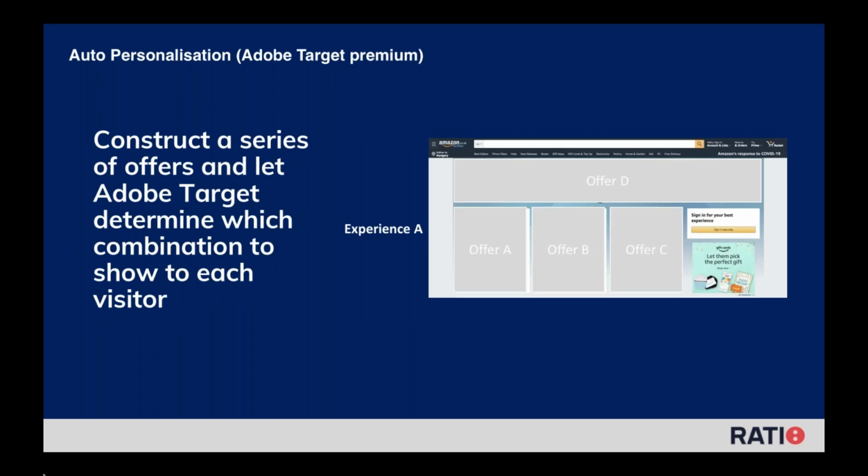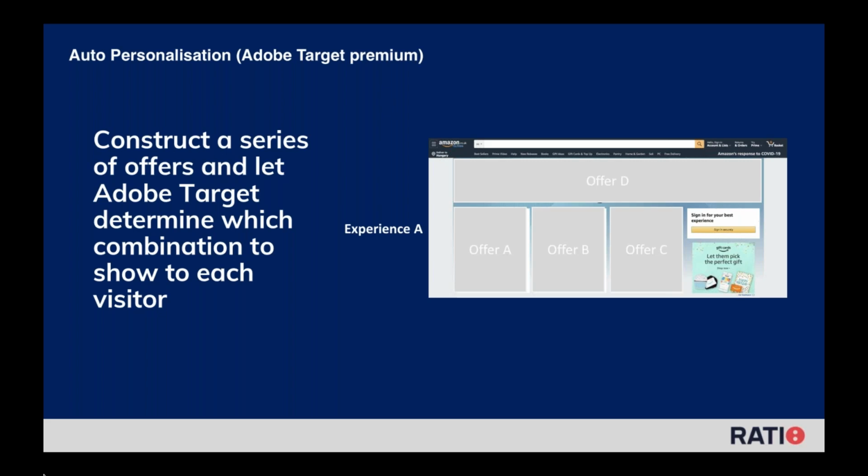Auto personalization, as opposed to auto target, is where you have a series of offers which make up in totality an experience, which could be different headlines, it could be different products that you might want to show, it could be different imagery, and Adobe Target works out which is the best combination of those to show each visitor. So it's kind of like a multivariate test that it's conducting, but not just an A/B multivariate test. It's progressively working out which combination of offers should be shown to each set of users.